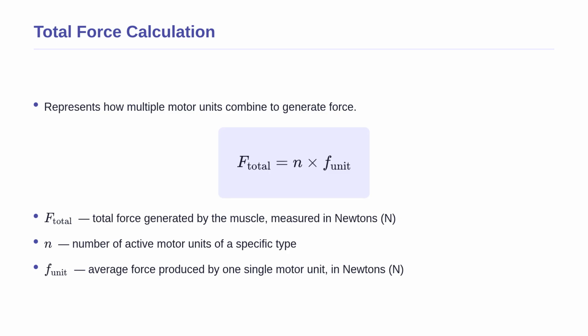F total represents the total force generated by the muscle, measured in newtons. The variable N represents the number of active motor units of a specific type that the brain has recruited. Finally, F unit represents the average force produced by one single motor unit of that type, also measured in newtons. If the nervous system increases the variable N by recruiting more units, the total force will increase proportionally to meet the physical demand.